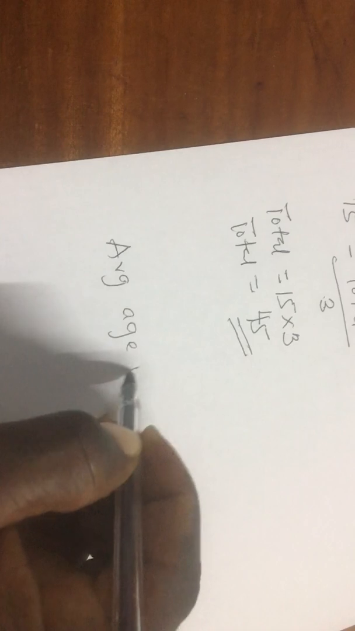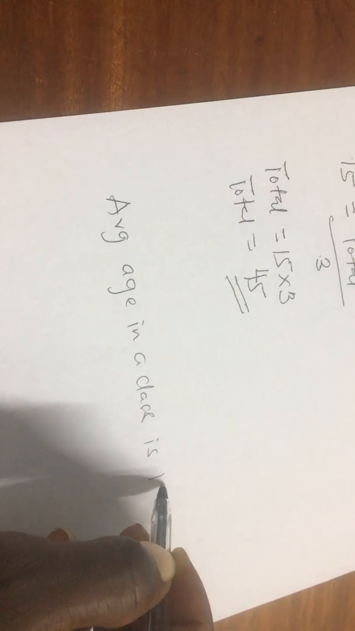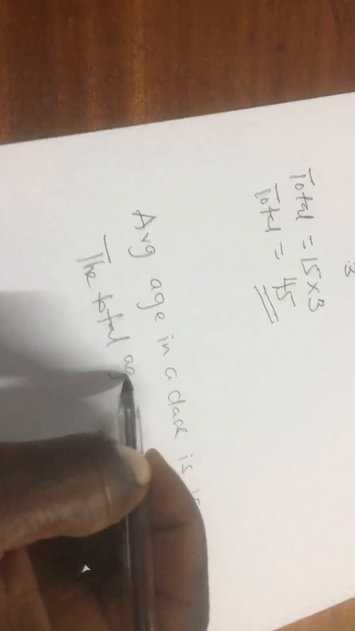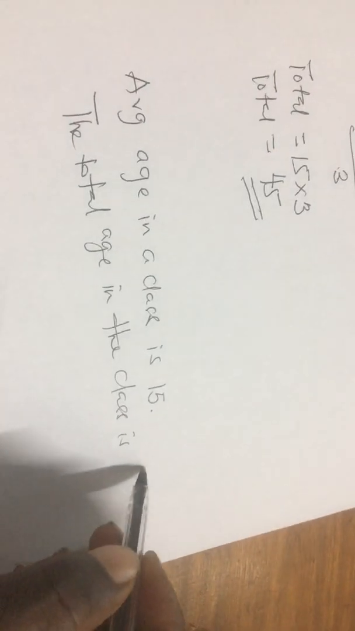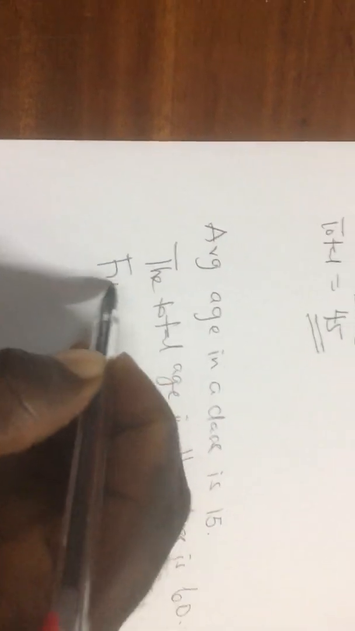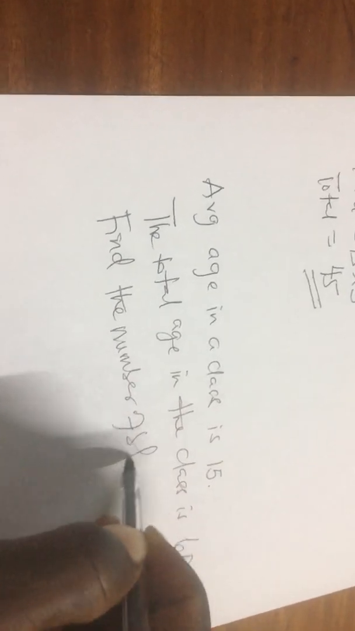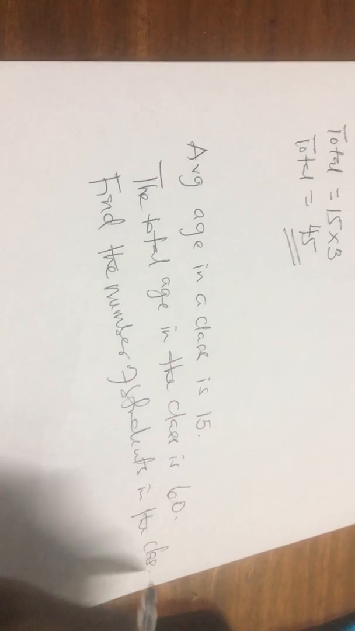Okay, so let's look at this question. What about a question that the average age in a class is 15. The total age in the class is 60. Find the number of students in the class. Now this, always quote your formula.